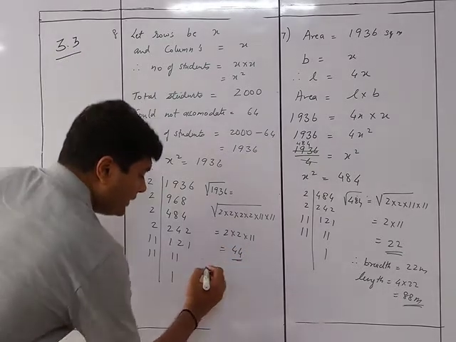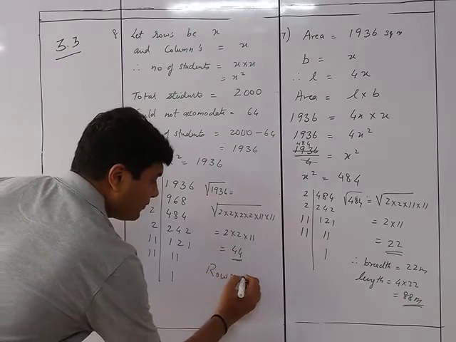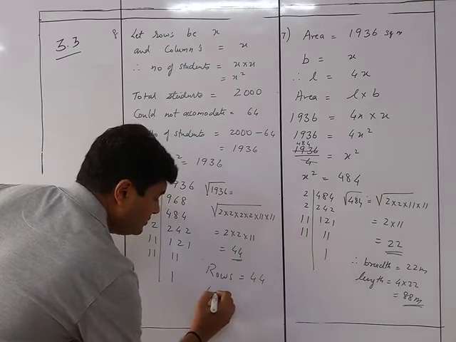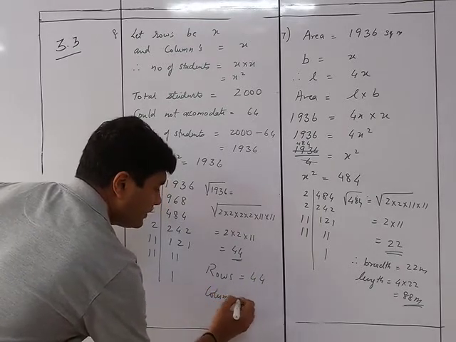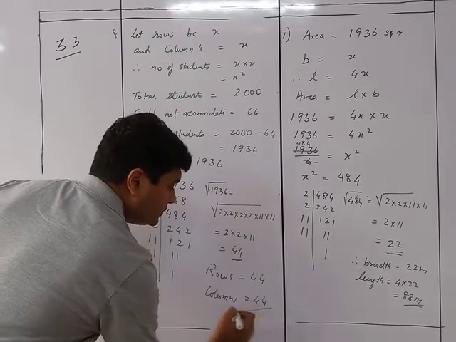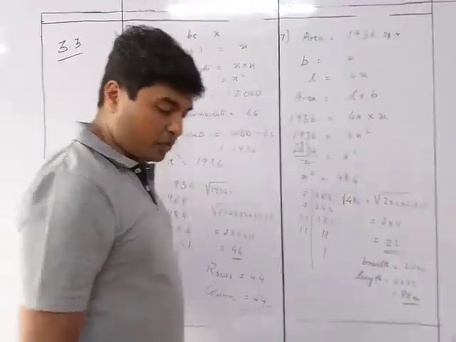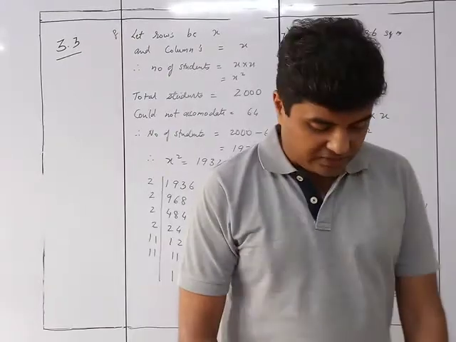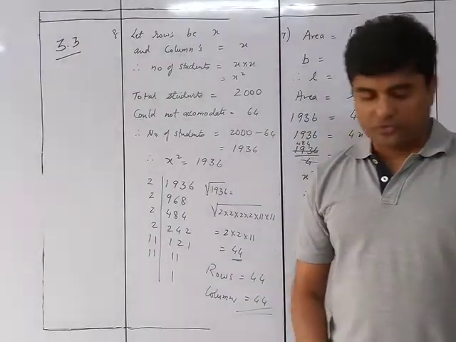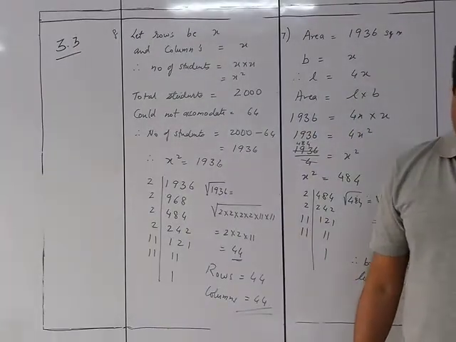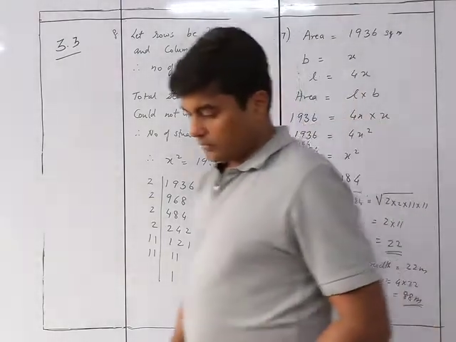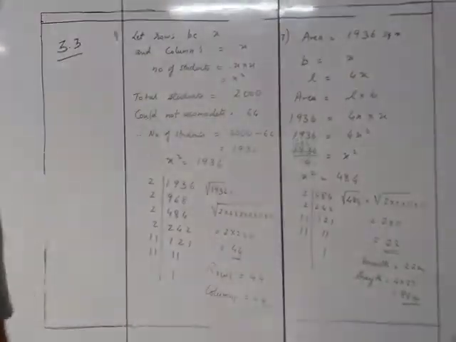So therefore, rows are 44 and columns are equal to 44. That is the arrangement given to us, that the number of rows of students is 44 and the number of columns is also 44. Okay, you see the next one, sum number 9.